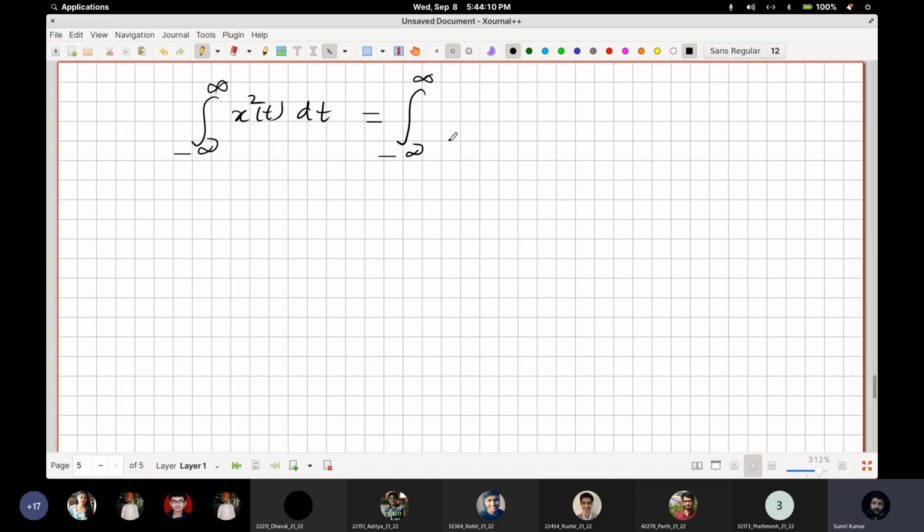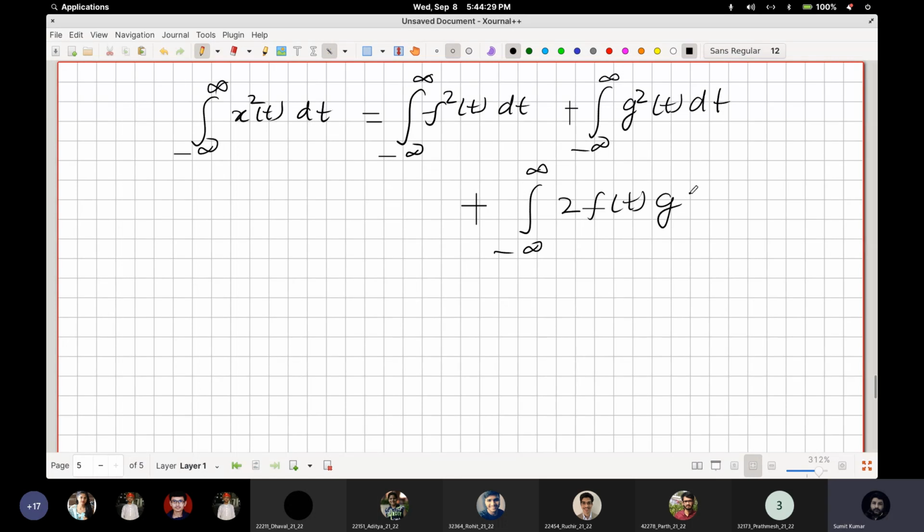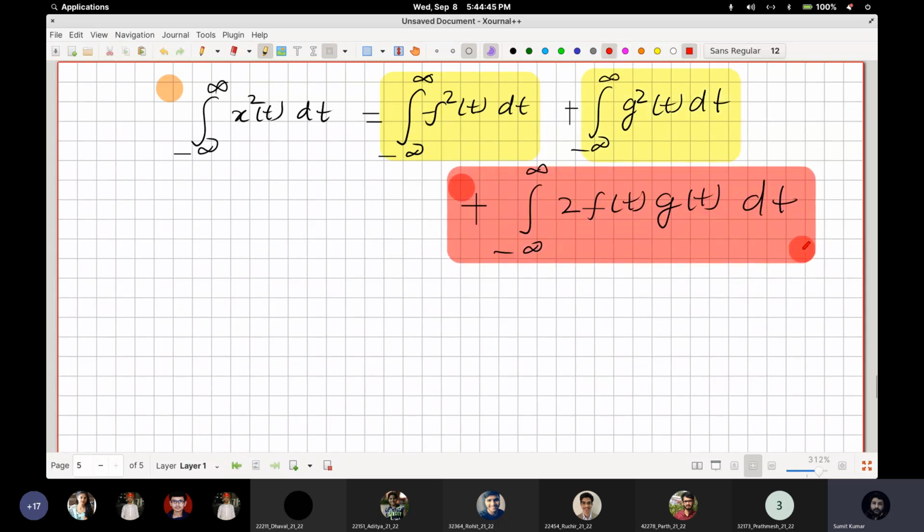f(t) plus g(t), right? So this will be the integral of f square t dt, plus you will have another integration, minus infinity to infinity, g square t dt. And you will have a third integration, minus infinity to infinity, 2 f(t) g(t) dt. Tell me what we are doing here. So this you can see is energy. This is again energy, but this here is area, isn't it? This is area.